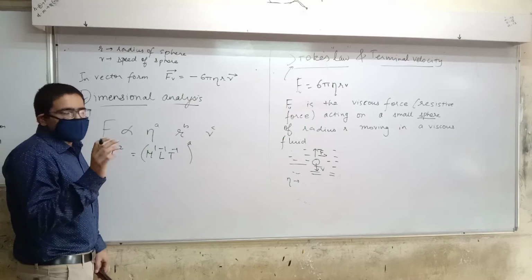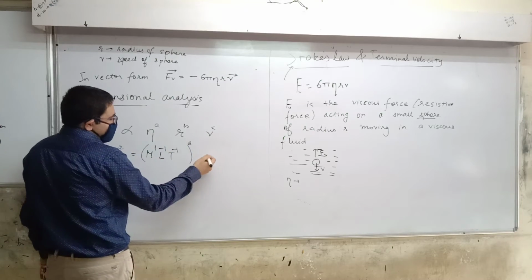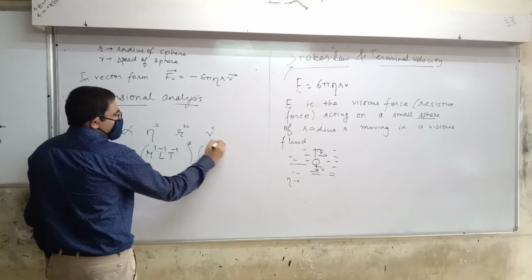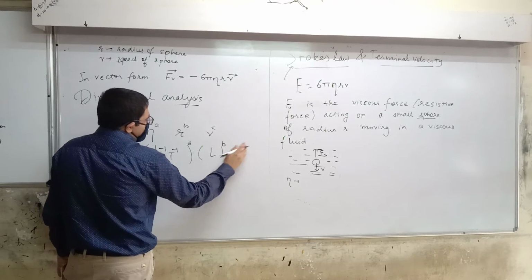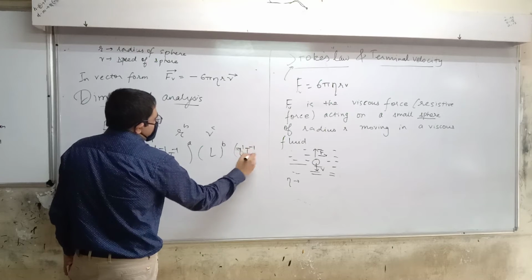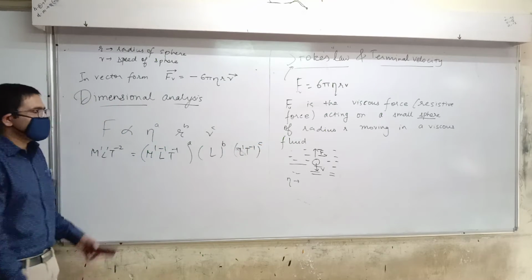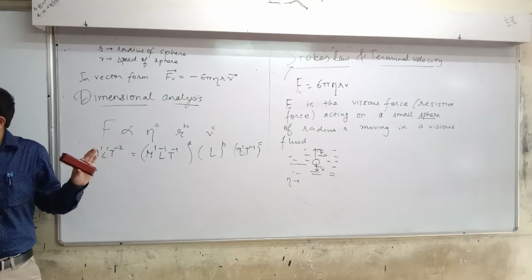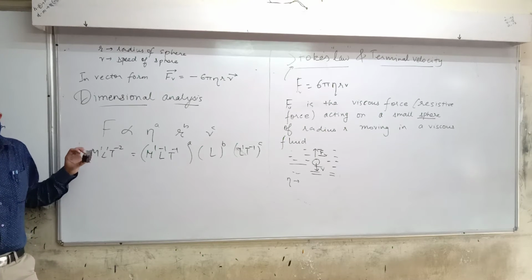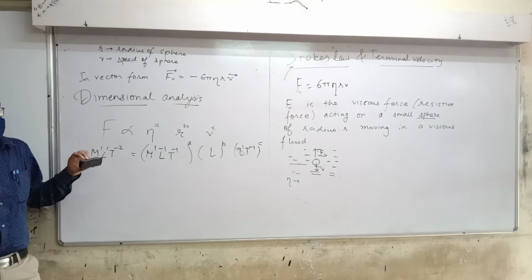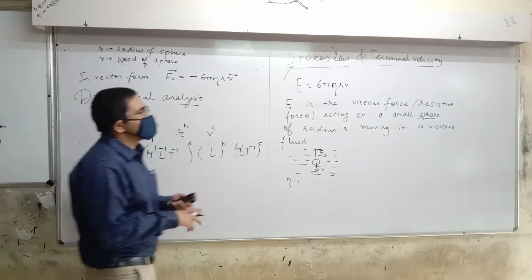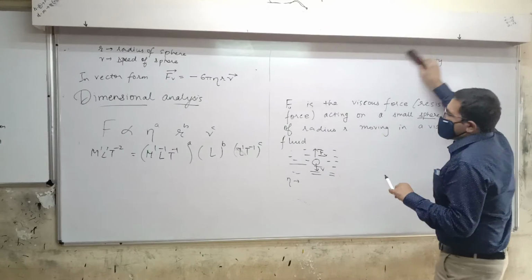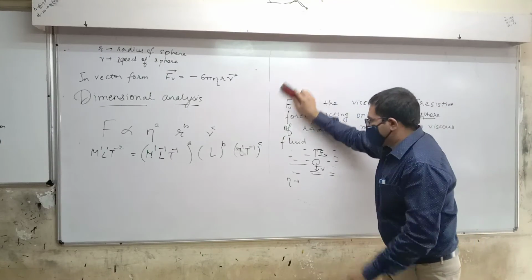Okay? But I can make anything on the fly. Radius is the easiest: L raised to 1, or L. And velocity is L raised to 1, T raised to minus 1, meter per second. Then solving the equation, that part is for you to do on your own. Okay? So ultimately you will get the Stokes law.